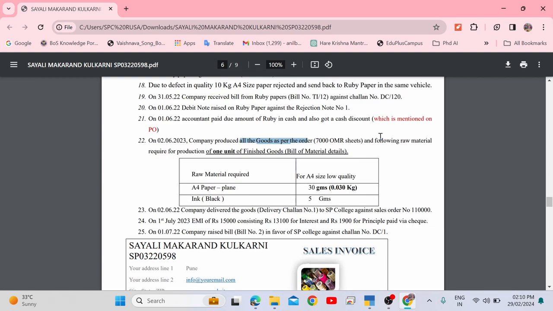If you pass this 7,000 OMR sheet bill of material entry, then the store will come to know that this much raw material I must keep ready to produce the goods. And then HR will come to know that this many workers are required by the production department. Therefore, he will accordingly give an order to the contractor to supply this many employees. And then other concerned departments like the production department will also come to know. Correct.